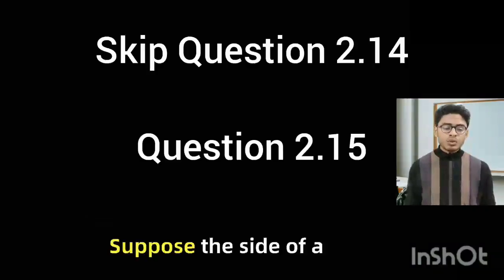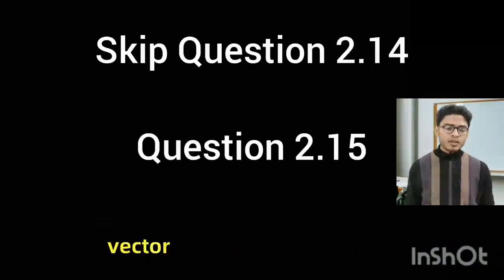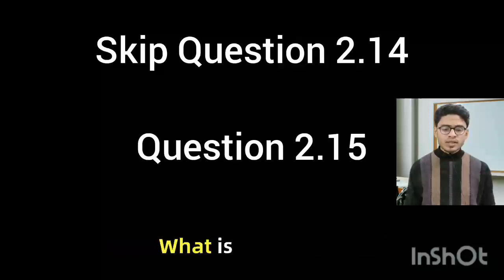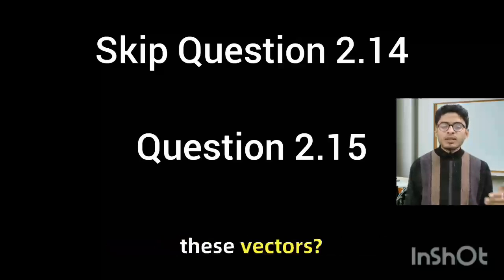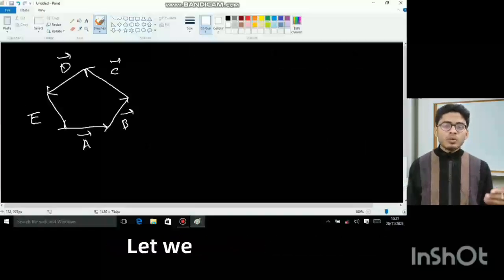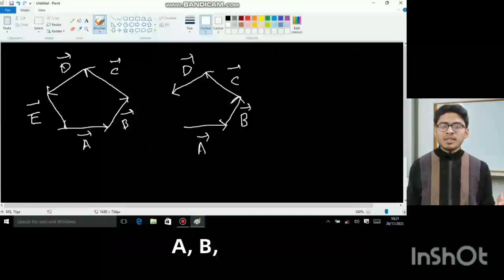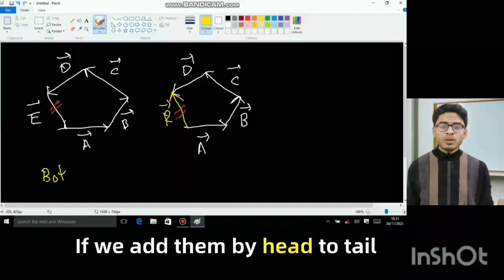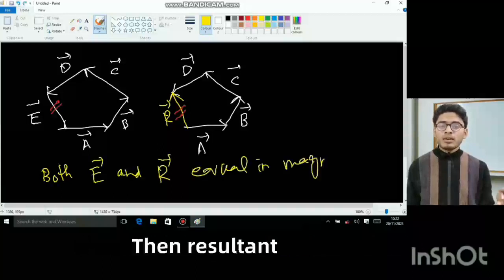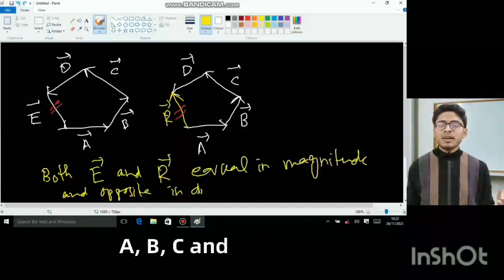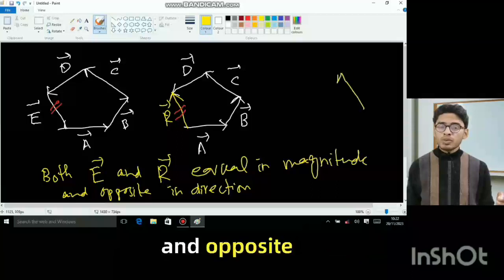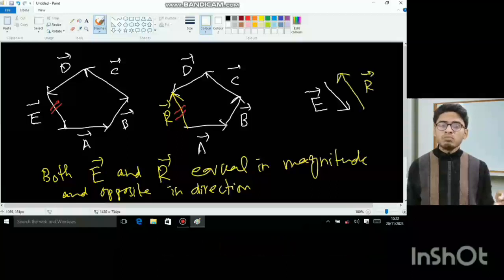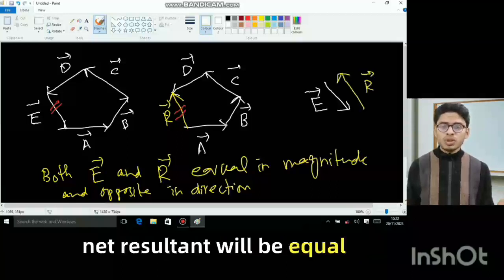Suppose the sides of a closed polygon represent vectors arranged head to tail. What is the sum of these vectors? Their sum will be equal to 0. Let us have 5 vectors A, B, C, D and E. If we add them by the head to tail rule, then the resultant of vectors A, B, C and D will be equal and opposite to E. Hence, the net resultant will be equal to 0.